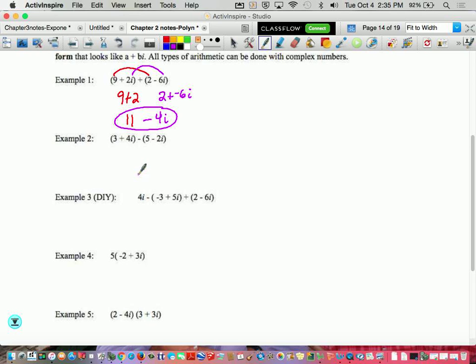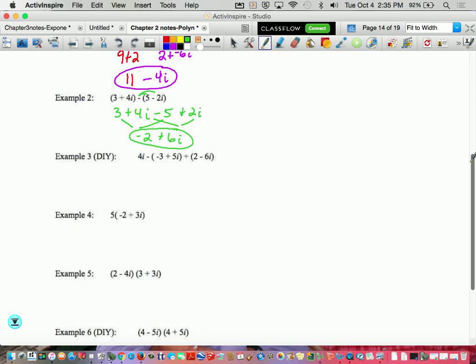Example 2, when you go to subtract, my suggestion is to distribute the negative sign. So you have 3 plus 4i minus 5 plus 2i. Now I can put my 3 and -5 together, which would be -2, and then the 4i and the 2i give me 6i. So there's a good answer. So that's adding or subtracting. It's no different than putting like terms together that we've done all along.